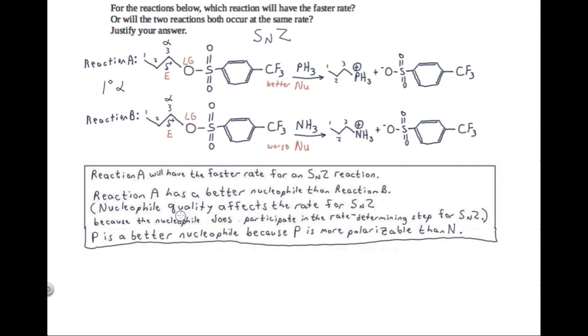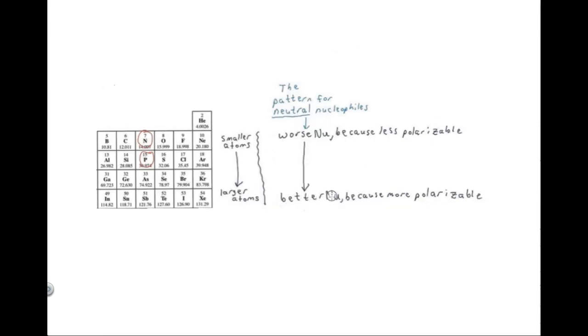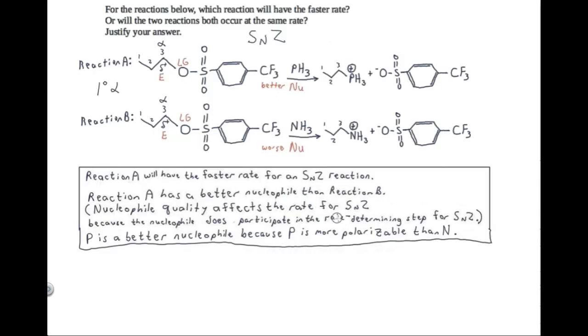Well, we've learned that elements that are further down in the periodic table are better nucleophiles because they're more polarizable. The element further down in the periodic table is a better neutral nucleophile because it's more polarizable. Most professors in most courses, I think, would consider this to be enough of a justification, enough of an explanation for why reaction A is faster.